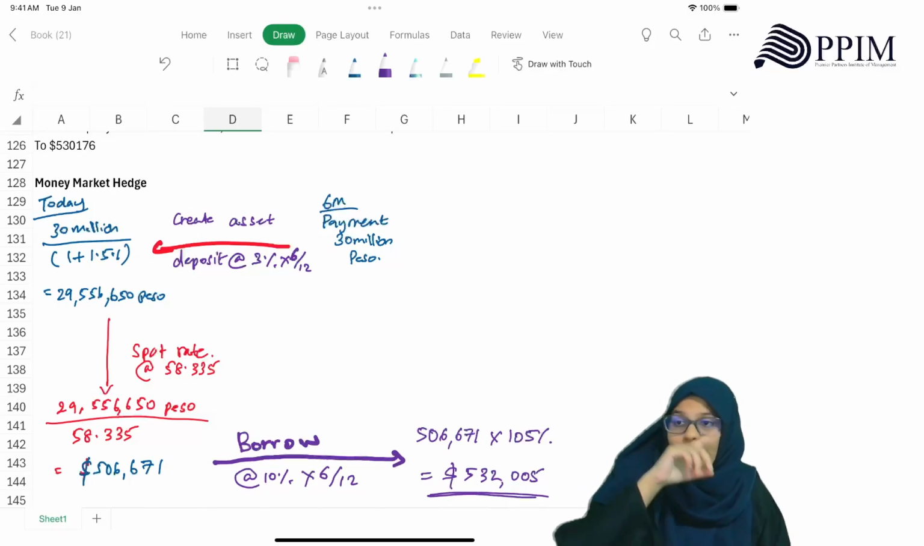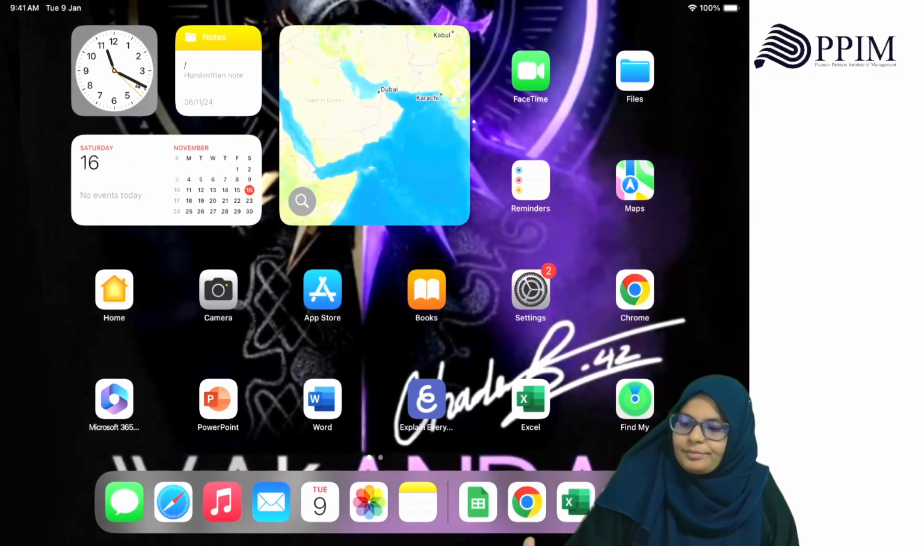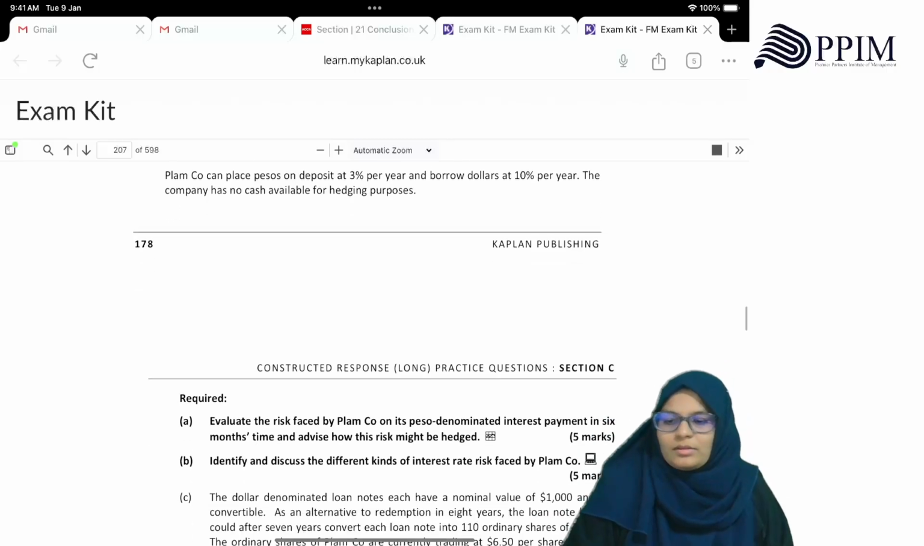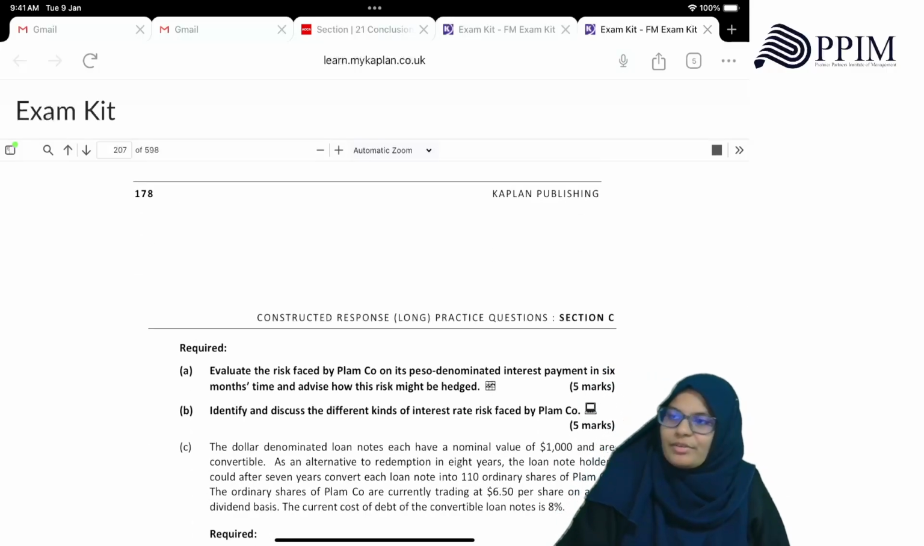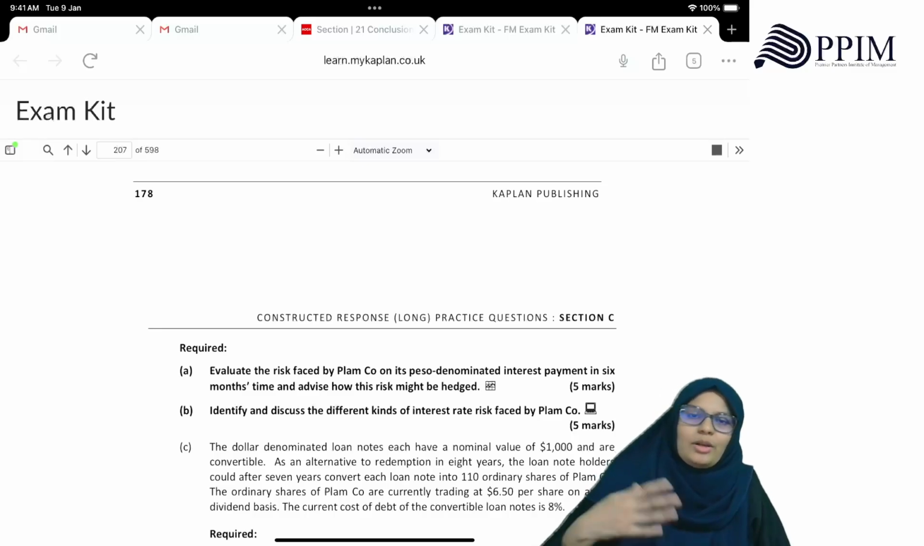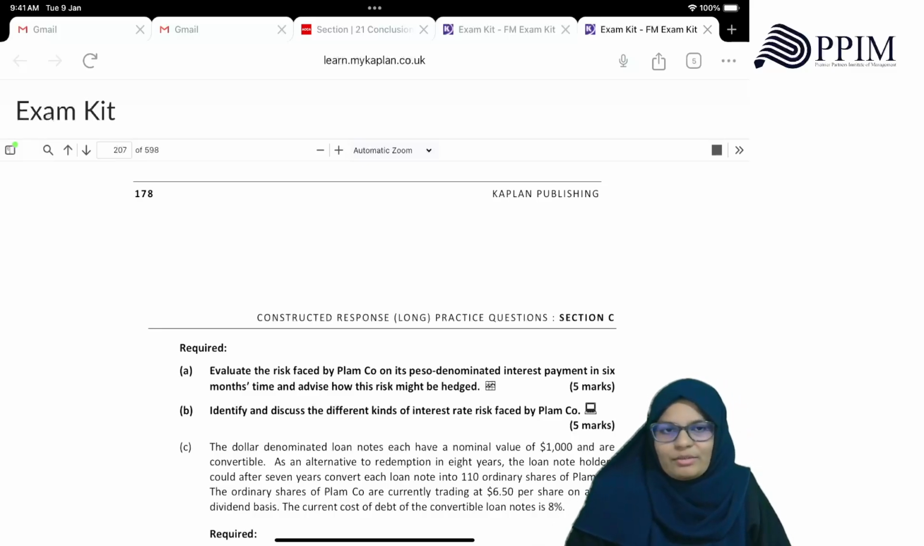Okay, so that's the money market hedge, right? So I do agree. Sometimes you might feel that it's a little too much work for 5 marks, but what to do? Right? Sometimes in section C you end up having to do a lot of calculations. So that's why I always say theory only, the time and the marks will kind of match. Whereas calculations you might do a lot of work and then they will only give you like 5-6 marks.